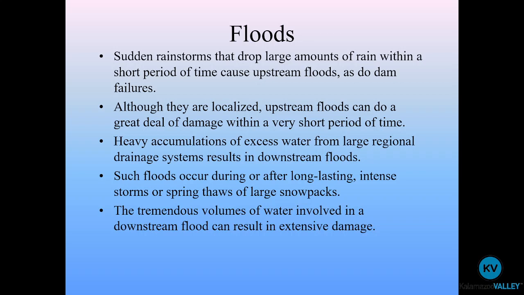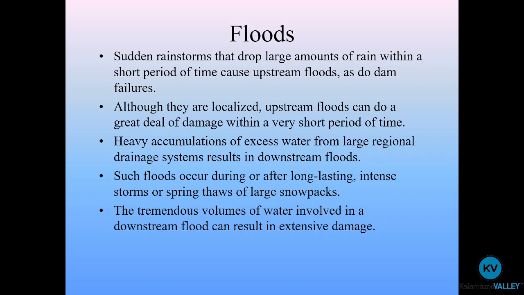Upstream floods are when it rains so much in such a short period of time that the stream or river can't actually drain downstream. The water can't move downstream at the same rate that it would need to in order for that water to not flood up. So it only has a certain capacity, and that's exceeding its normal capacity, which means that everything upstream is actually going to flood.